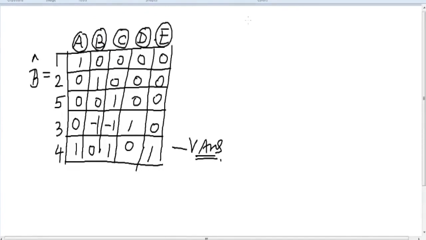Our next matrix, that is the sixth one, is the basic loop incidence matrix. Many students are joining now.